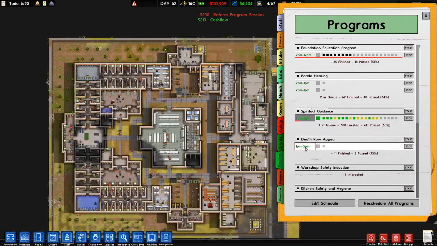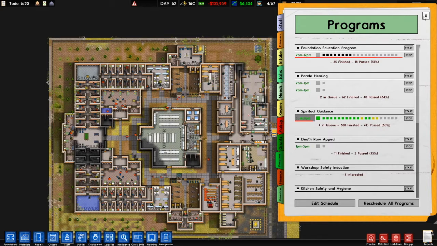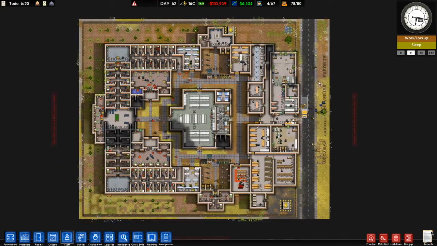So in the programs, they will run the alcoholics group therapy as well as the behavioral therapy. And you will also need the required rooms for that.